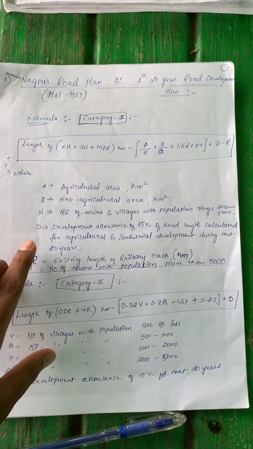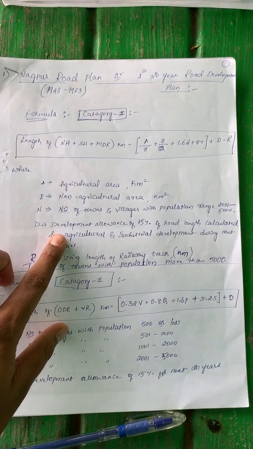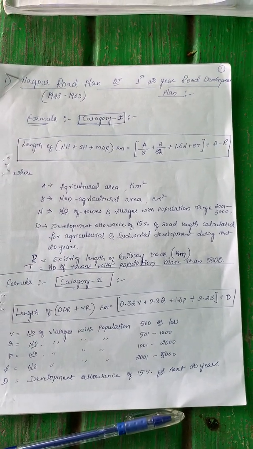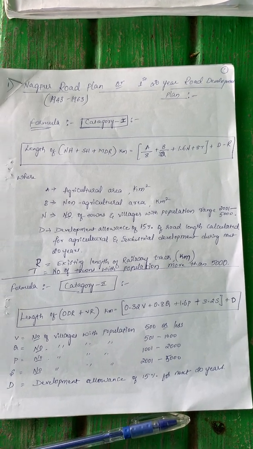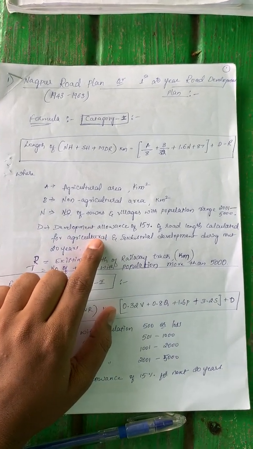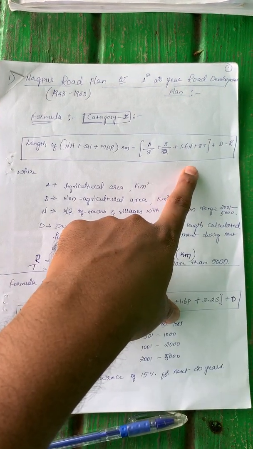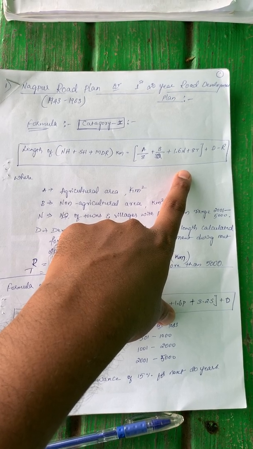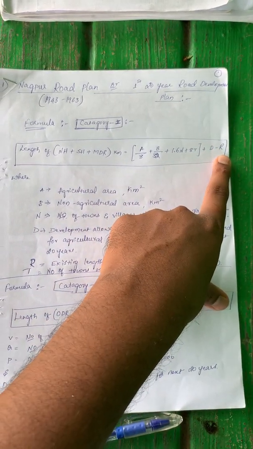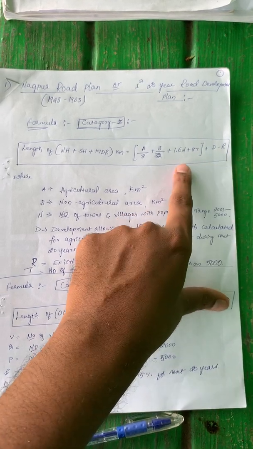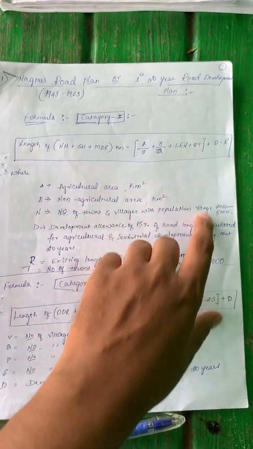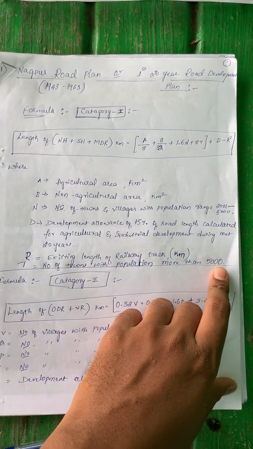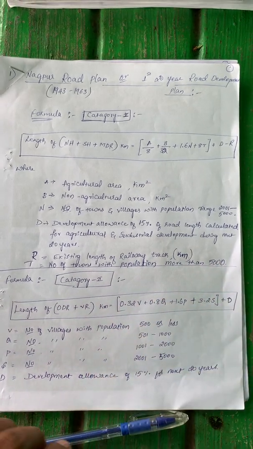The next one is D. D is a development allowance of 15% of the road length calculated for agricultural and industrial road development during the next 20 years. For the calculation of the total length, we have to leave the development allowance, that is 15% of the road length. R is the existing length of railways. T is the total number of villages and towns with population more than 5000. In the further problem we can get an idea about these things.